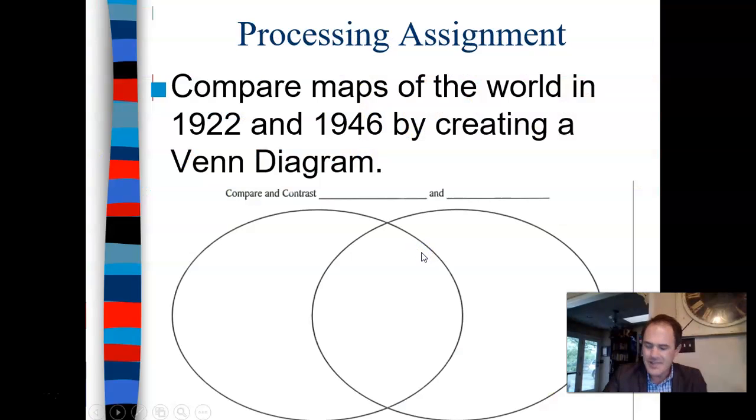All right. The reason that date is important is because here's our task today. Compare maps of the world in 1922 and 1946 by creating a Venn diagram. So I just showed you 1946, and I'll show it again to you in just a minute. Now let's go back and, again, review a bit of this unit so that we know what's happening in 1922. That way you can compare. And remember, we are exploring the impact of World War II on the world.